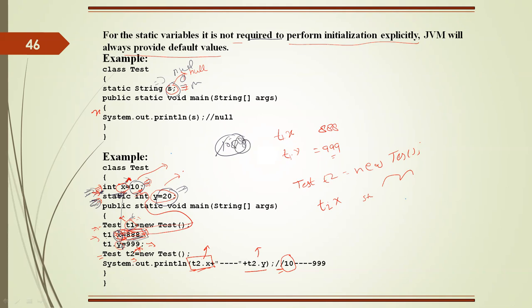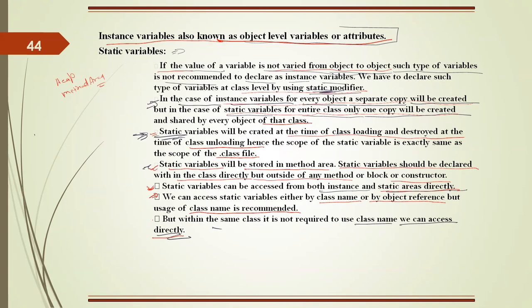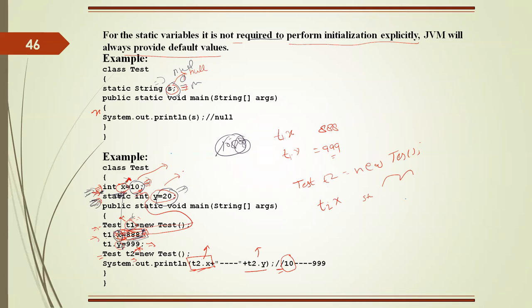No, no. 8080 is not initialized to the other object. Why? Because instance is varied from object to object. A static variable is not. In the case of an instance variable, for every object a separate copy will be created. But in the case of a static variable, for the entire class only one copy will be created. Only one copy in the static. Only 20 is created as static.